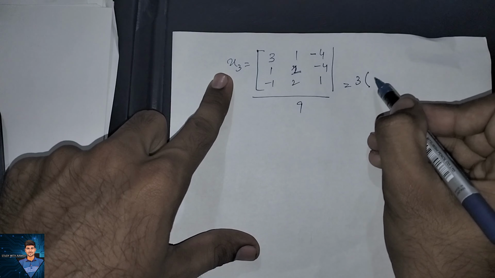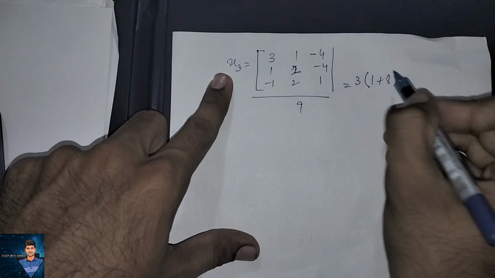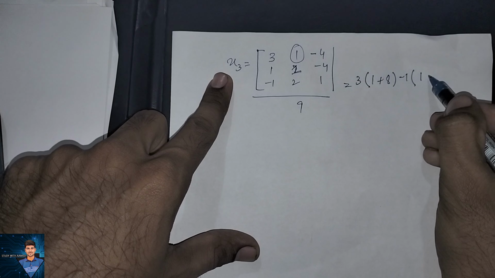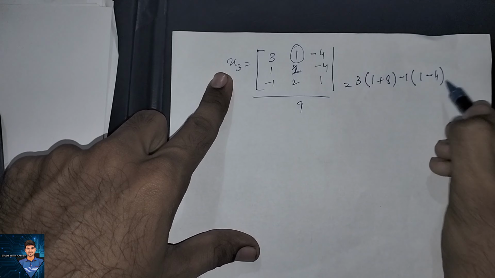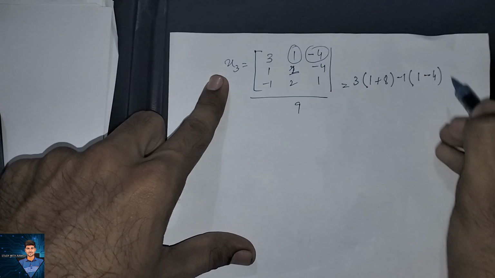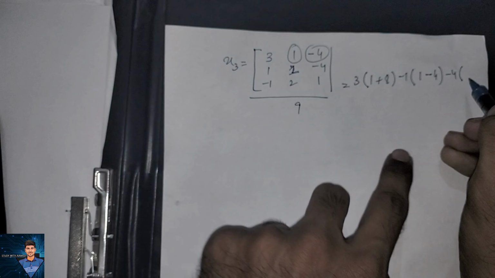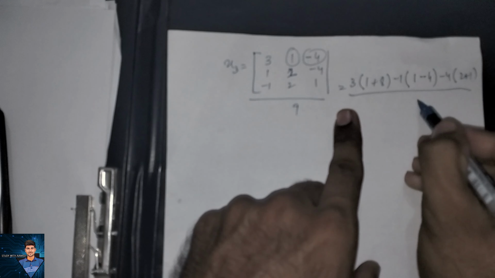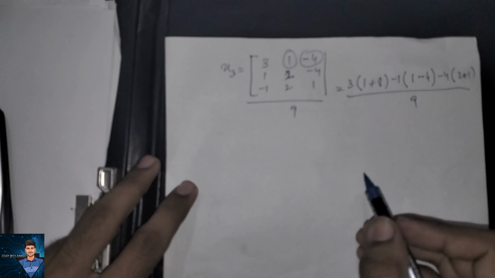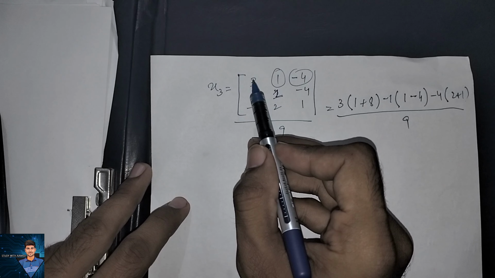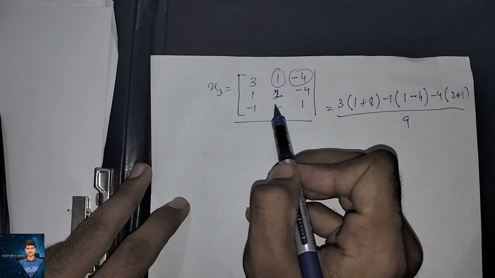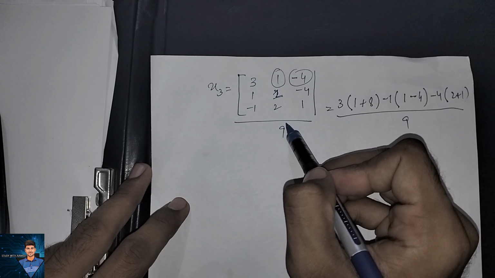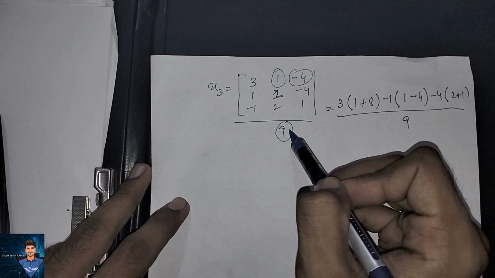it will be 1 plus 8. For 1 it will be -1, 1 minus 4. For -4 it will be -4 upon 2 plus 1 divided by 9. Now for x3 the first two columns will remain the same, but the third column will be replaced with the constants, and the same determinant is divided by the determinant of A.